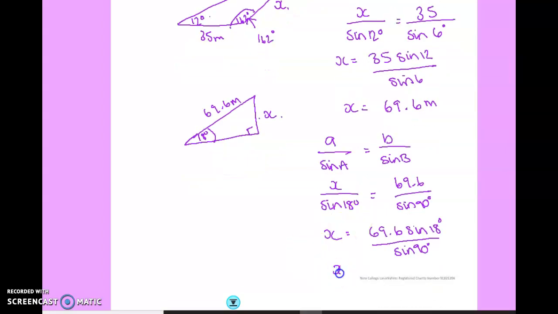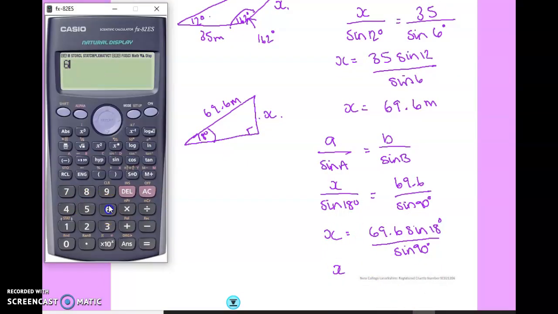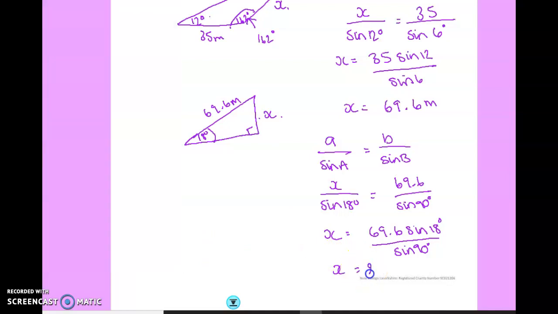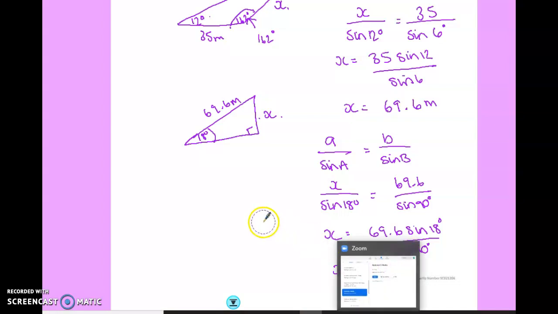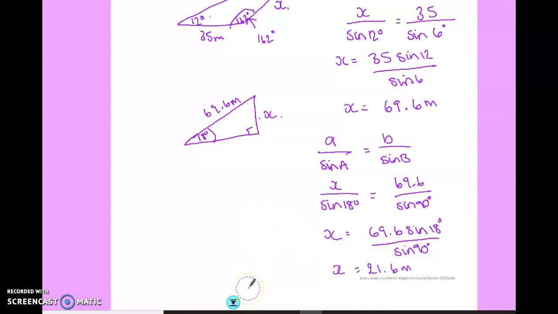Type that into your calculator then. Okay, do it this way, divided by sine 90. Don't really need to divide by sine 90. Sine 90 is just 1. So 21.6 metres. Okay, I'll leave you to try some of these then.